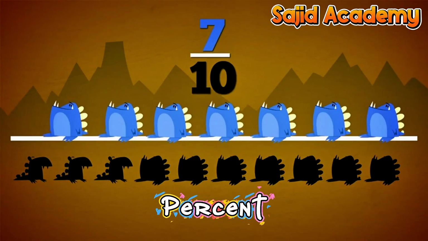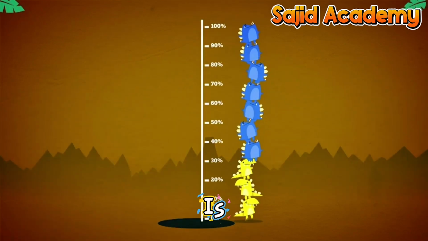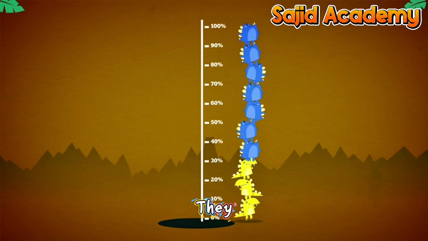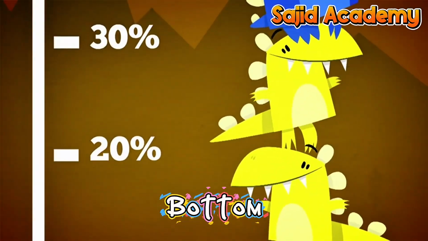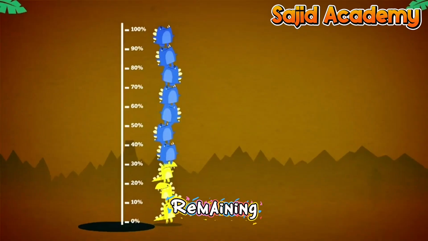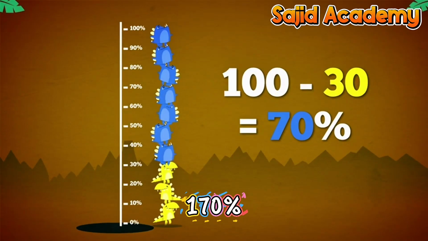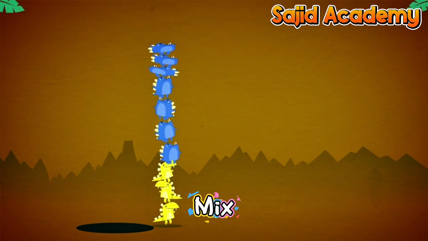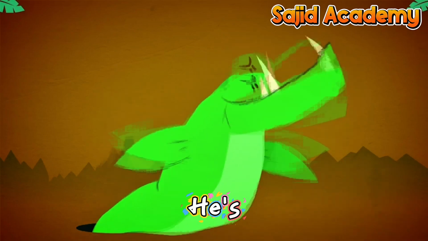When we say percent, we mean what share or what part of 100 that is. Nimble little guys, aren't they? Using the scale, you can see that the 3 yellow dinosaurs at the bottom make up 30%. And you can work out the remaining percent of blue by subtracting 30 from 100, 70%. Now let's mix them all together to make a big one. Wait for it. Watch out, he's a bit bitey.